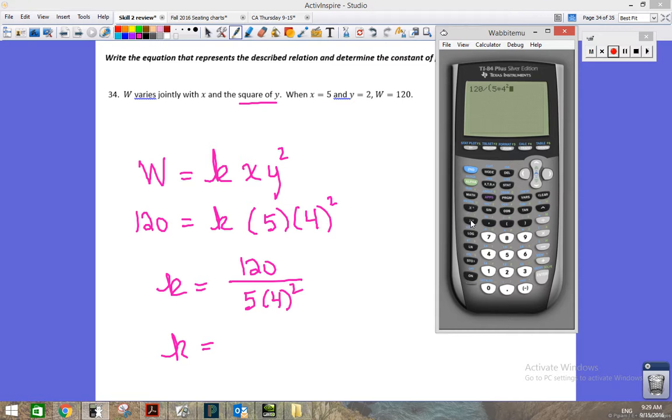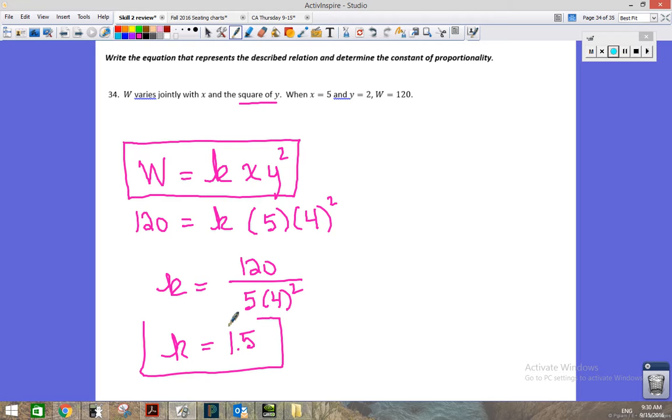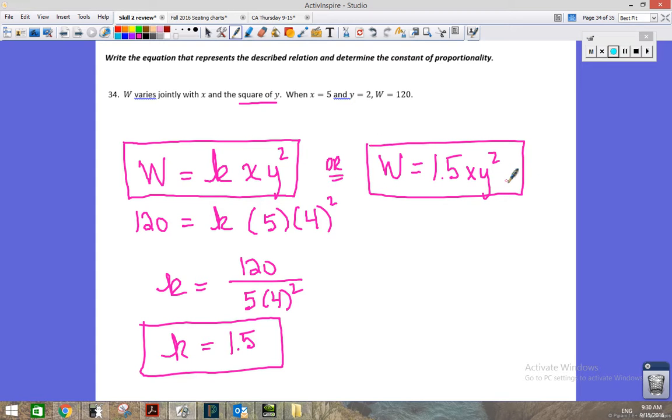Which button is the squared? Is it that one? Yeah. 1.5, or 3 halves if you wrote it as an improper fraction. So they wanted the equation, they wanted the constant of proportionality, and it's fine to come back in and say this equation is always going to be w equals 1.5 times x times y squared. That constant remains constant as x and y change. That's going to affect the w, but does not affect the constant.